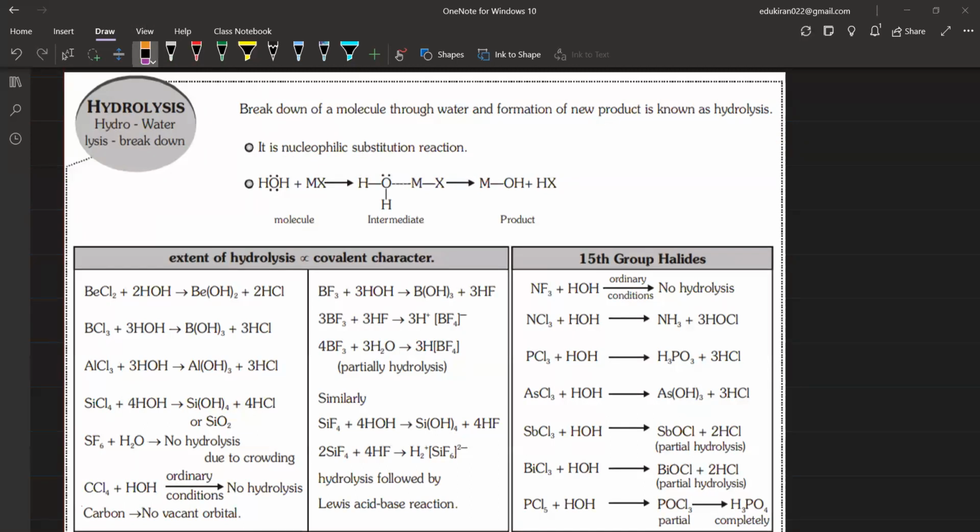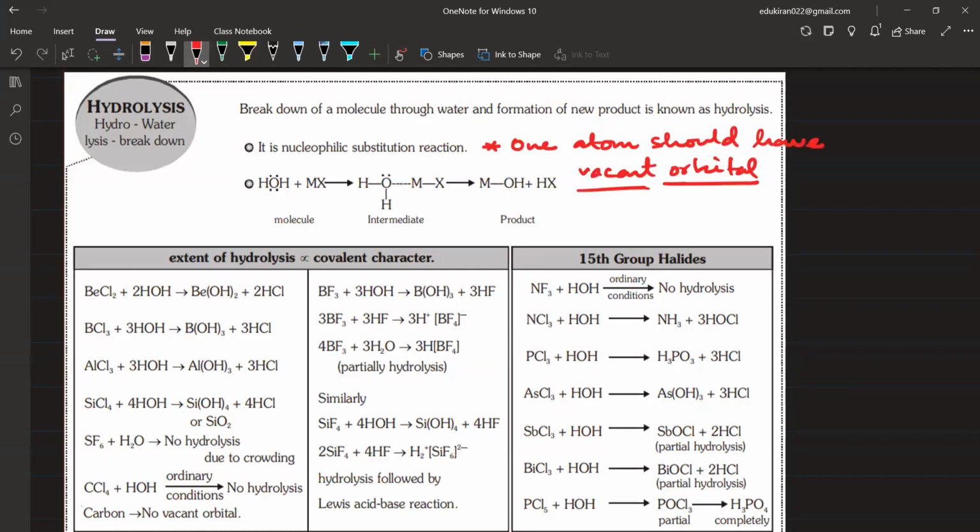So hydrolysis का वो condition क्या है? What is the condition that has to be fulfilled? The first condition is that, and the only condition is that, one atom should have vacant orbital. One atom should have vacant orbital. ठीक है? और जिसमें वेकेंट ऑर्बिटल होगा उसी में OH आके अटैच होगा. Is that understood? Yes or no? Please tell me.